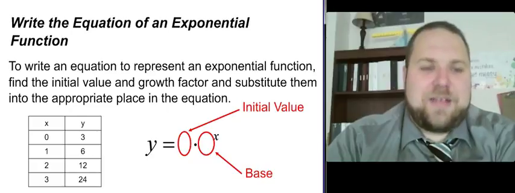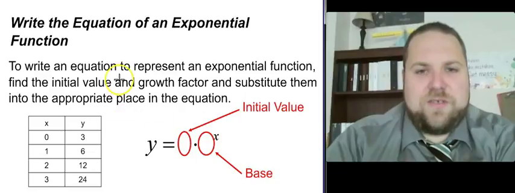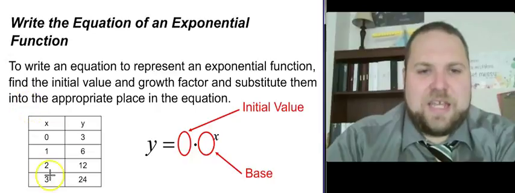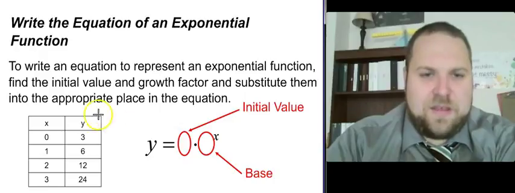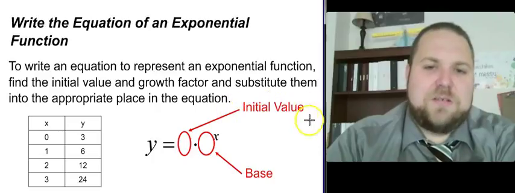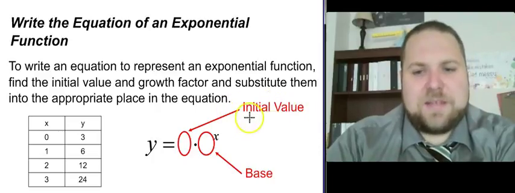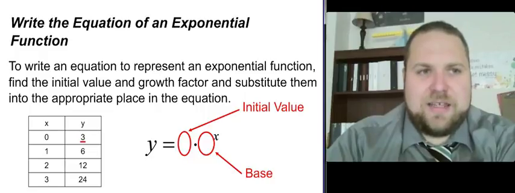So now let's talk about how I could take either a table or a graph and write these equations for myself. In order to do this, first thing I have to do is find the initial value and find the growth factor, and then just substitute them into that form of the equation. So for this table, let's find our initial value first. The initial value, you'll remember by definition, is the y-intercept. It's the y value when x equals 0. So in this case, the y value when x equals 0 is going to be 3. So I just put that 3 in for my initial value, just like that.